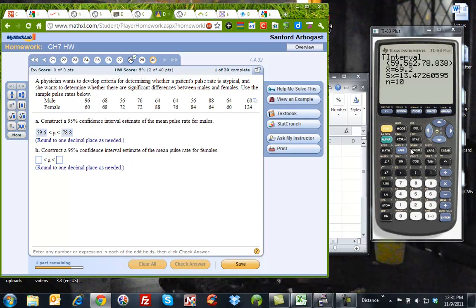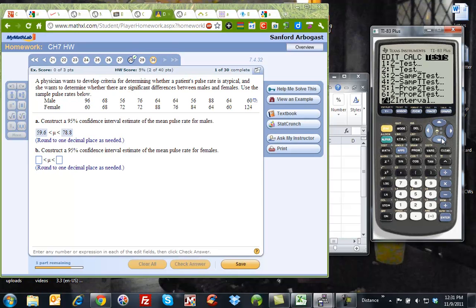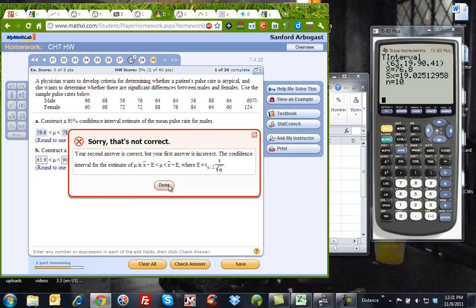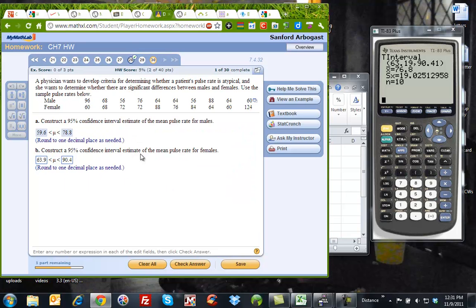Now do the same thing for women. Second, Stat, Tests, go down to t-interval. Now instead of having list 1, we need list 2, which is right here above number 2, alpha 2. And go down and calculate, and we get our values of 63.2 and 90.4. Oops, 63.2, but I typed in 63.9, so let's try that again. There. Helps to type the right number in.